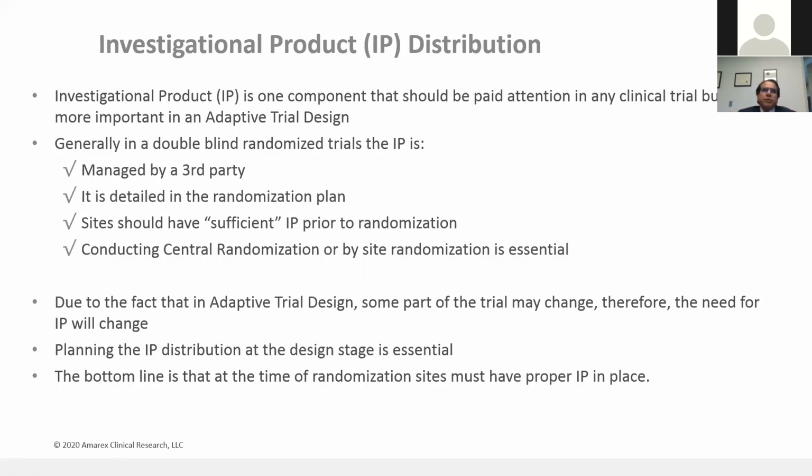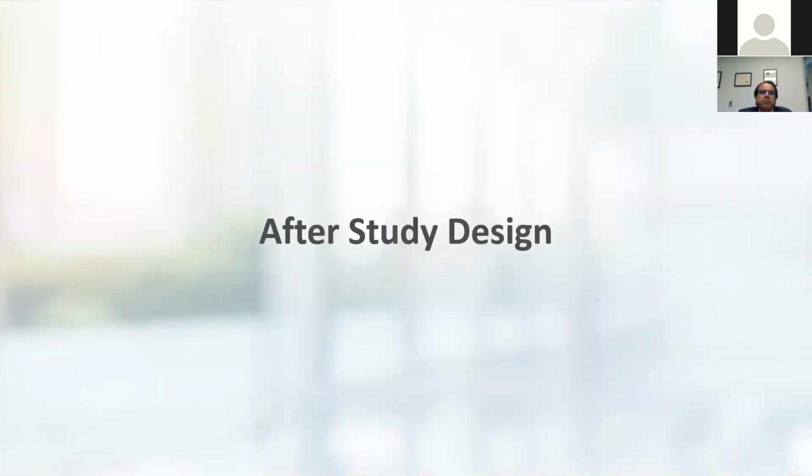And then you do an interim analysis and you drop the non-effective dose. So now you are going to have placebo and, let's say, high dose. Now you have only 2 arms. So now that you are going to distribute the product, the IP, to the site, no longer are you going to have all 3 arms. All these have to be in the planning, and especially when you are thinking of adaptive trial design, how you are going to do IP distribution.